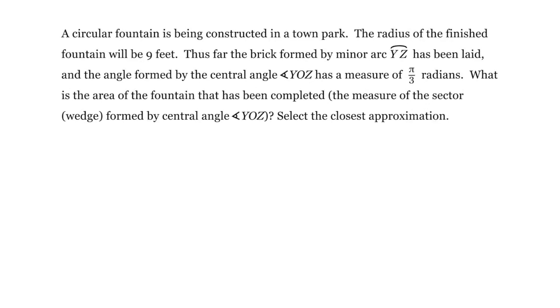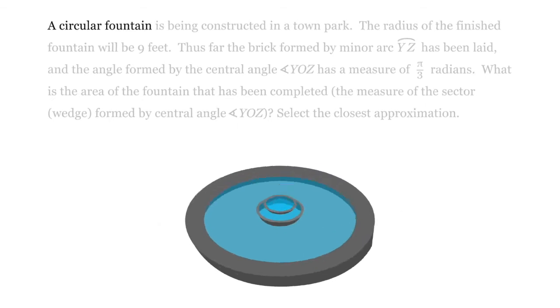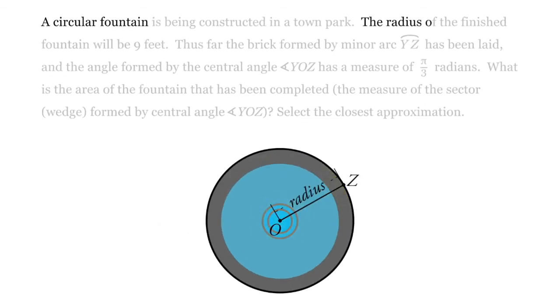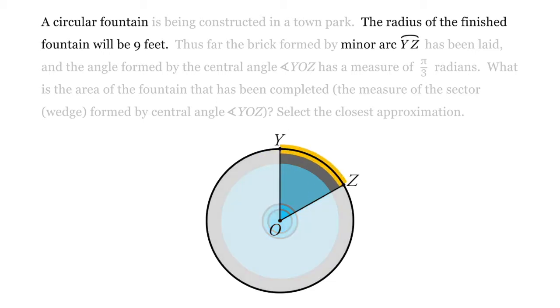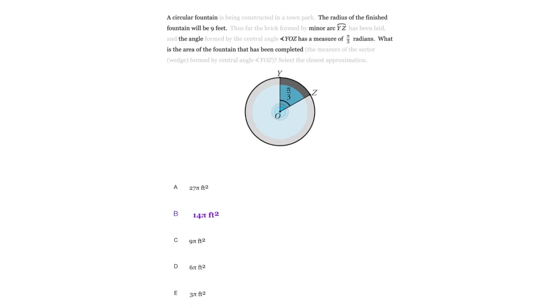All right, so now we're back in the kind of construction mode, and we're going to construct a circular fountain, something like this. It's a perfect circle, and the radius of the finished fountain will be 9 feet. So we've got a portion of it done. We've got this portion from Y to Z, and we have the center point O. It's given that the angle of YOZ is pi over 3 radians. And it's asking, what's the area of the fountain that's been completed to the nearest square foot? And the answer is this one, 14 pi square feet.